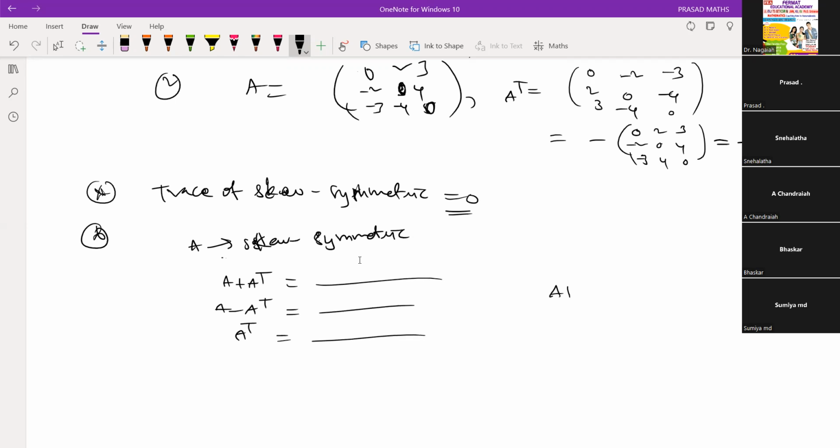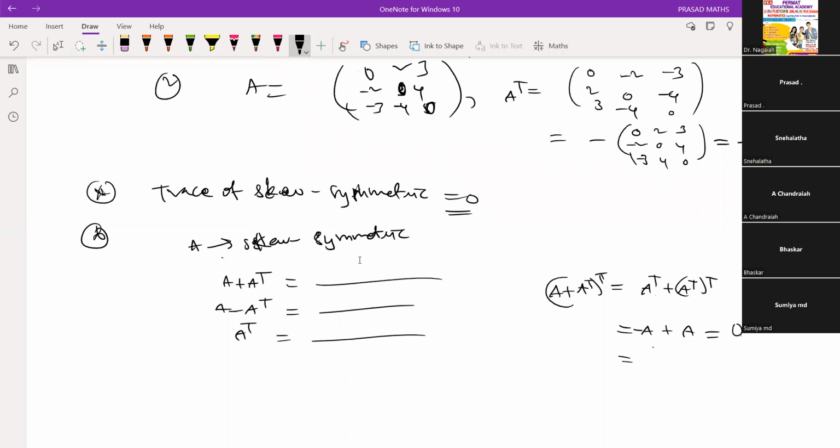A minus A transpose is skew symmetric. Look at the properties. What is A plus A transpose whole transpose? A transpose plus A transpose whole transpose. This is minus A, this is A. So therefore, this is minus A plus A. This is nothing but zero, right?